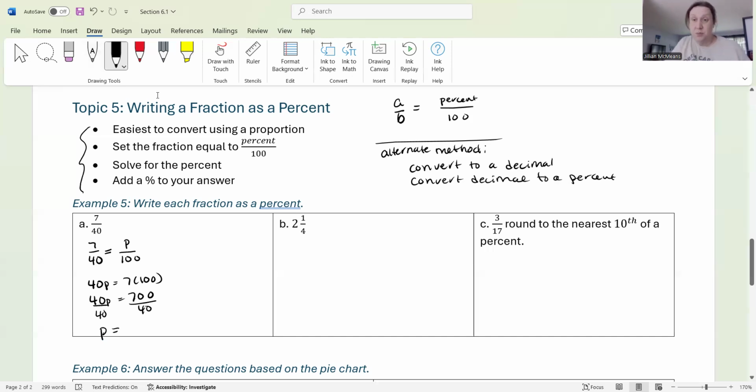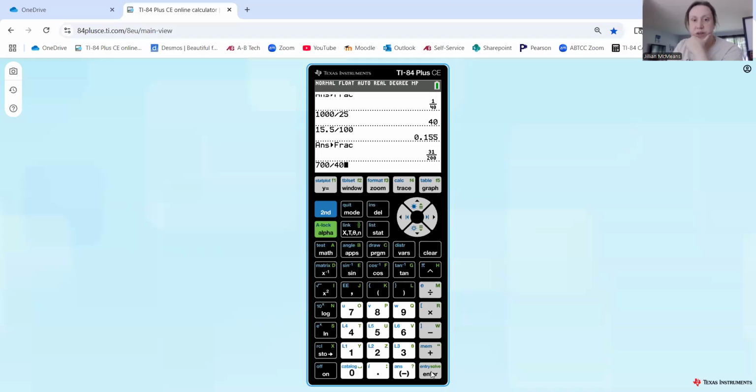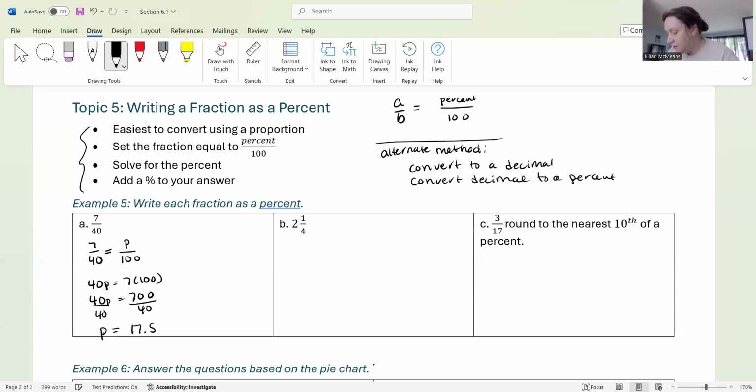And this is where I would just jump over to the calculator. So 700 divided by 40, you would be welcome to use a calculator as long as you show all of your work. So 700 divided by 40, and we get 17.5. So we would say P is 17.5. So my final answer is going to be 17.5. Don't forget to add your percent symbol. If you don't add the percent symbol, it's not correct. Okay. So we get 17.5%.